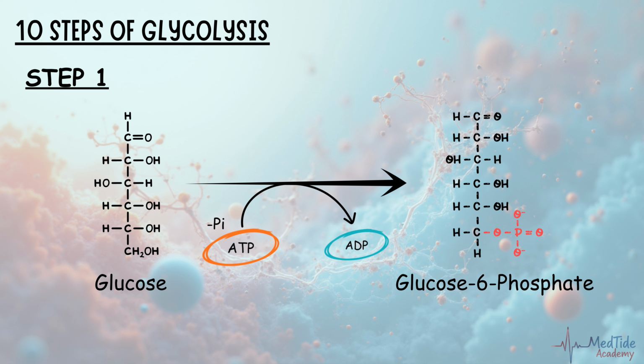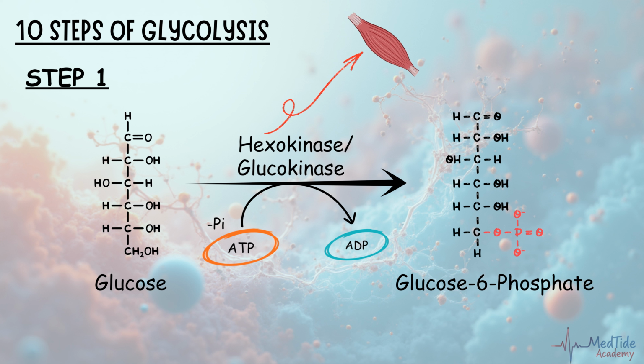This step is catalyzed by hexokinase or glucokinase, depending on the cell where this is happening. Hexokinase is found in most tissues of the body, but primarily in muscle tissues, while glucokinase is found in the liver. It is also important to note that this kinase reaction is irreversible.